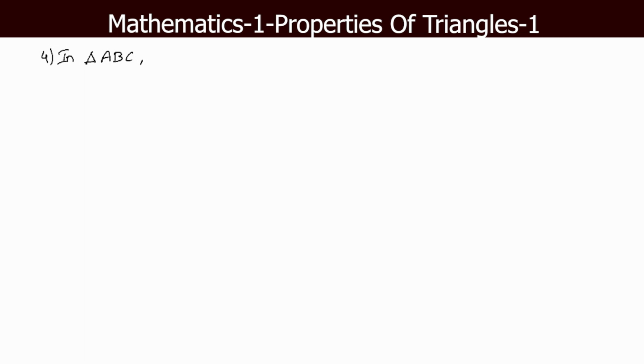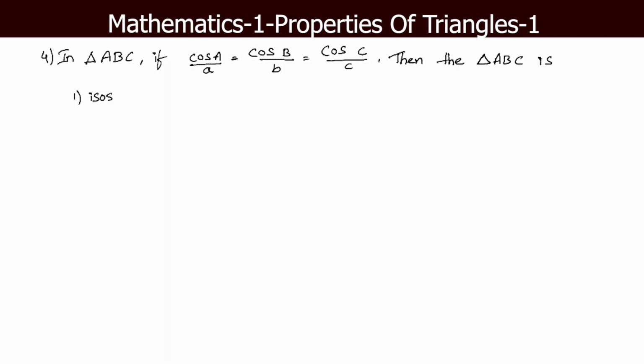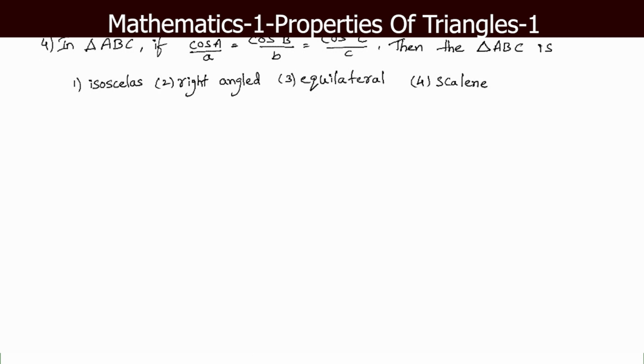In triangle ABC, if cos A by a is equal to cos B by b is equal to cos C by c, then the triangle ABC is: 1. Isosceles, 2. Right angled, 3. Equilateral, 4. Scalene. That means none of the above.